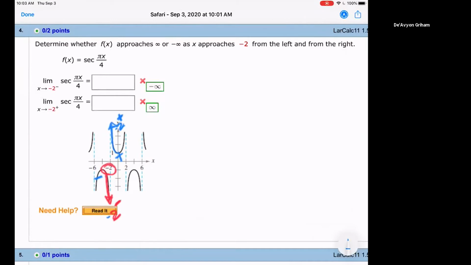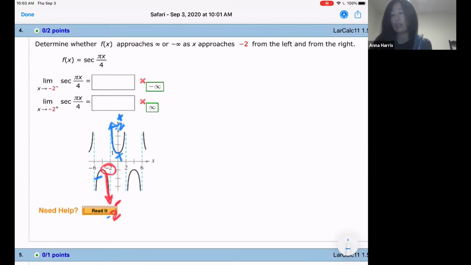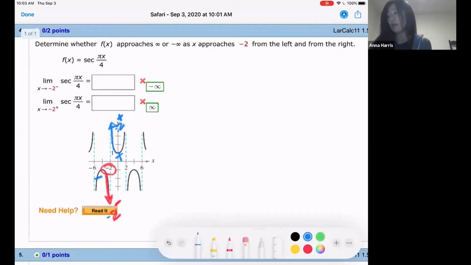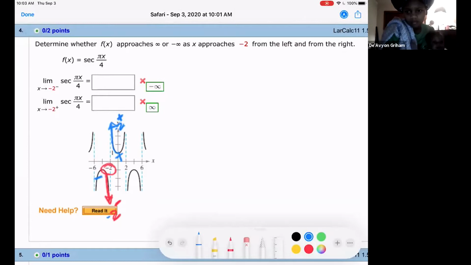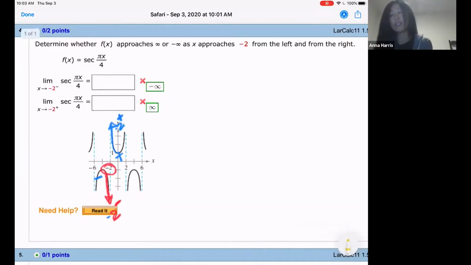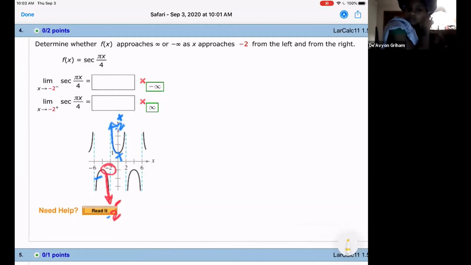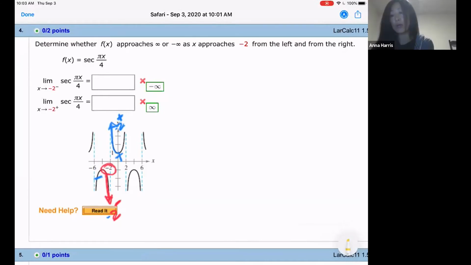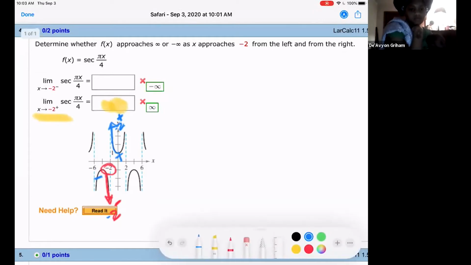Looking at that, can you tell me, on the positive side, when you're looking at -2, x approaching -2, where does the graph go? Does the graph go to infinity or to negative infinity? Negative. Looking at the positive side. Oh, the positive side is going up. So right, blue, right? So when you're looking at the positive side, that would be what? Infinity.